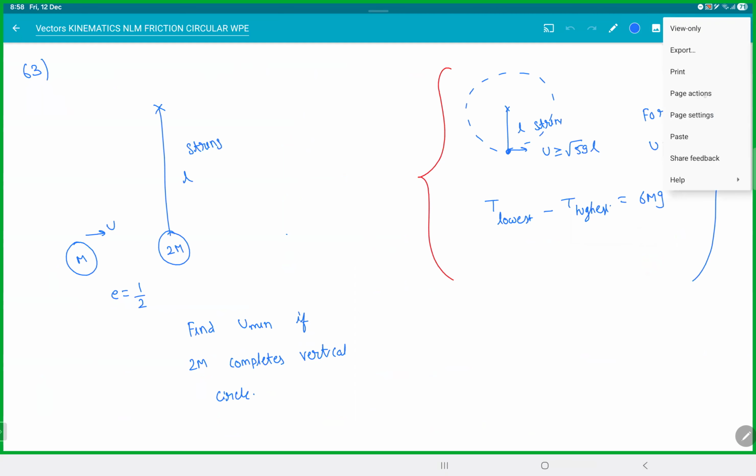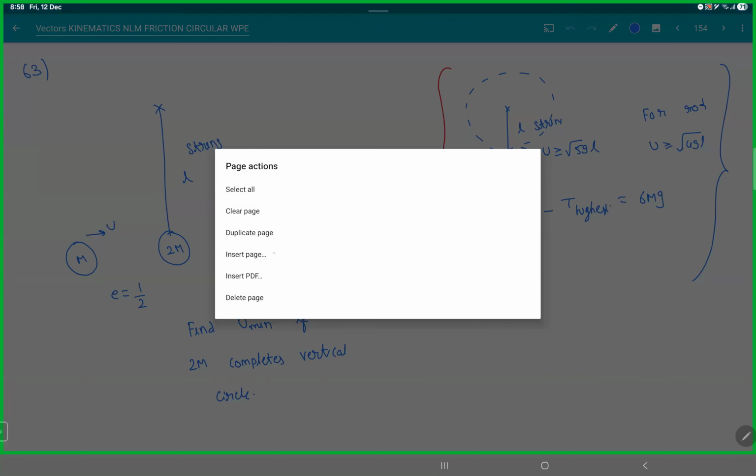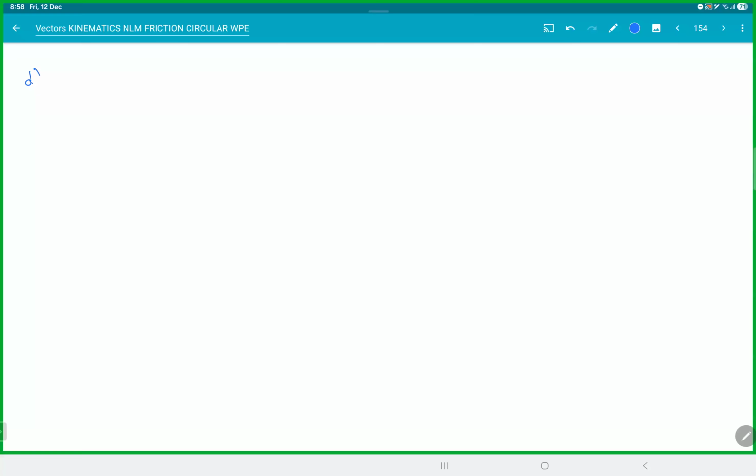Let's see one more like this. If I add one more on power, we have a heap of chain. Someone is pulling this chain out of the heap with a force F.